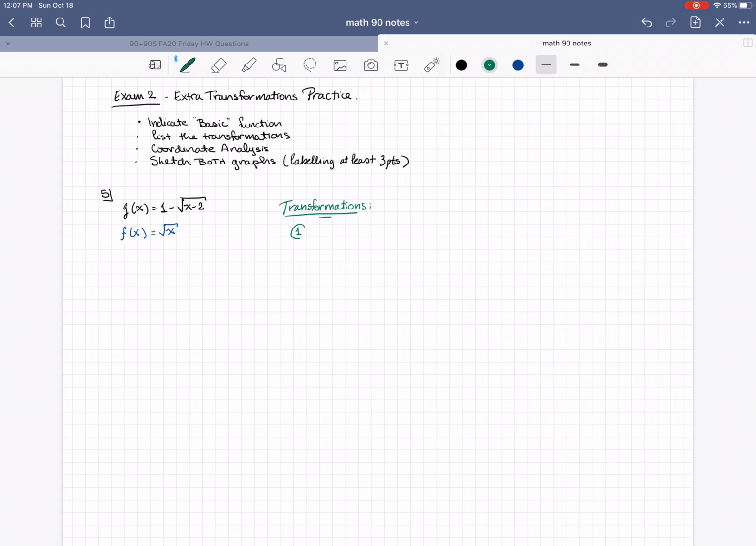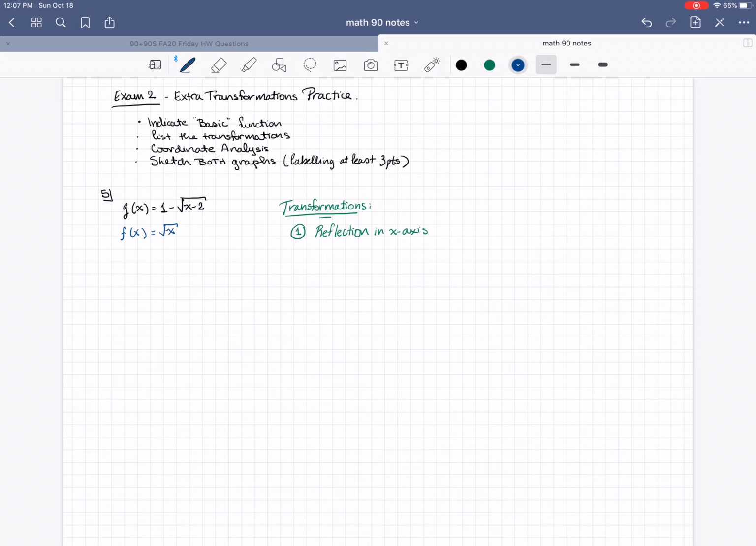Rule of thumb, we do reflections first. No real reason, but that's just how we've organized our thinking about this. So let's do that first. As always, you can't just say it's a reflection, you have to say in what. So we're reflecting in the x-axis here because the minus is on the outside of our operator, the square root.